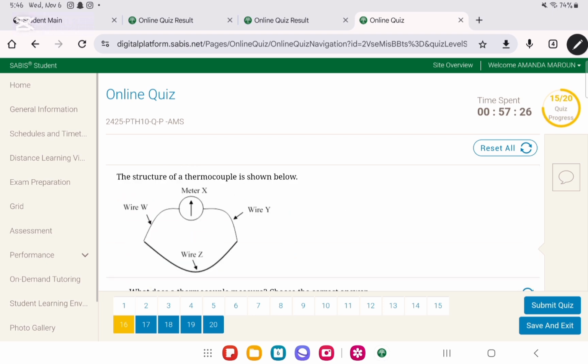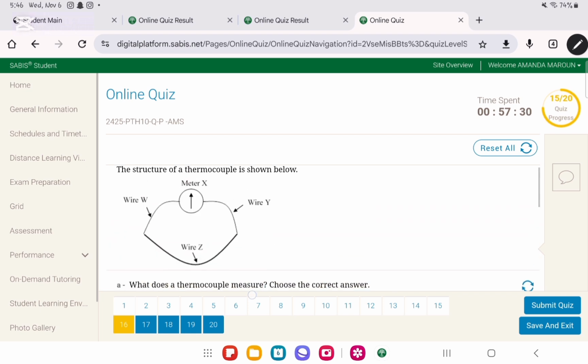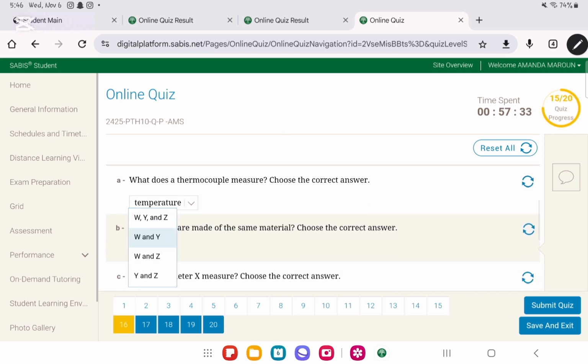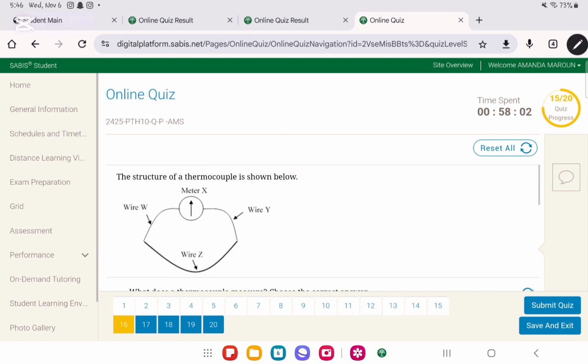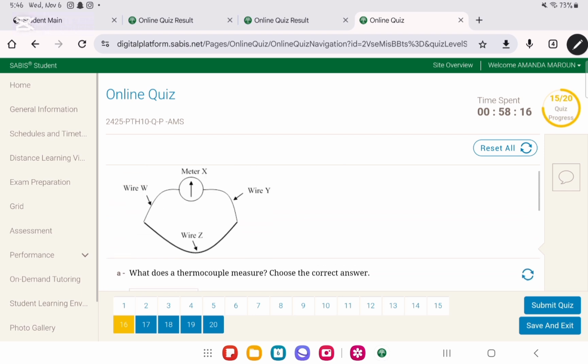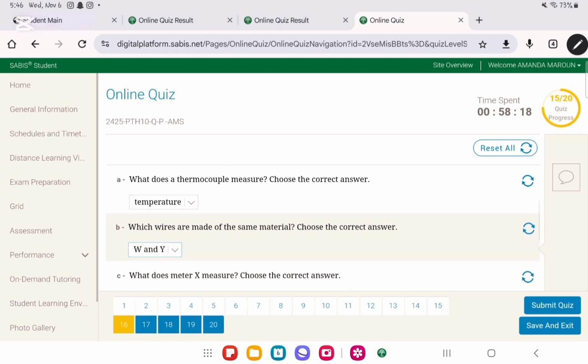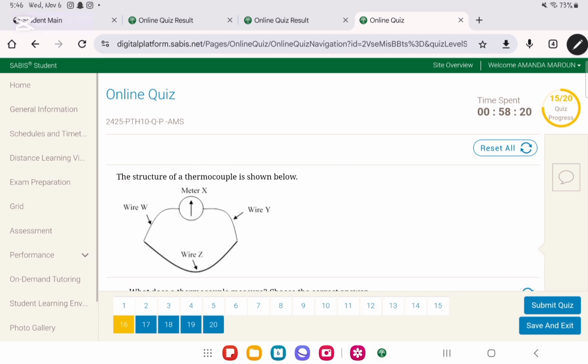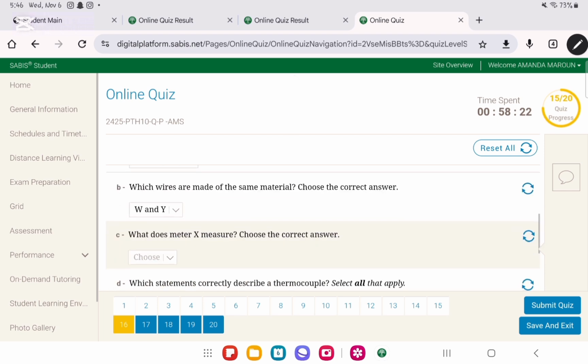We said if they're both coming out of the galvanometer, then they are both definitely from the same material. So W and Y. If they're not coming out of the galvanometer, if it's a different wire not coming from the galvanometer, then it's a different material. So W and Y both come out of the galvanometer, so they are the same material. Meter X, which we said is the galvanometer, measures if we have a current or not.